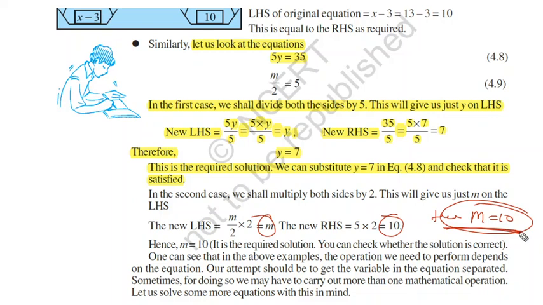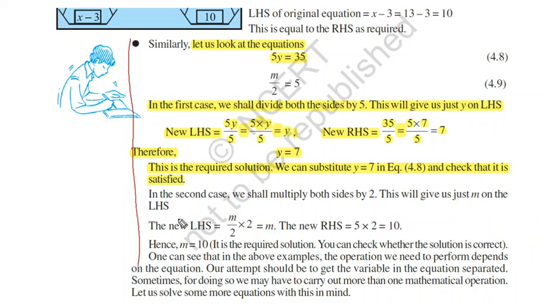Similarly you can check the value of m whether it is correct or wrong. But in some cases it gets very long. I will give you a shorter way. Okay, you can write it like this: m by 2 equal to 5.